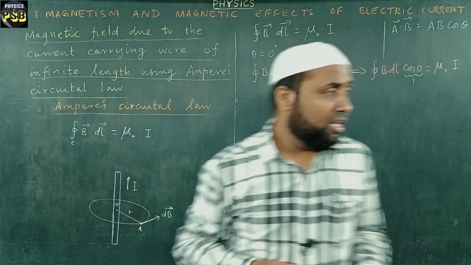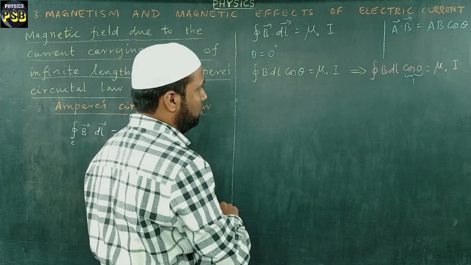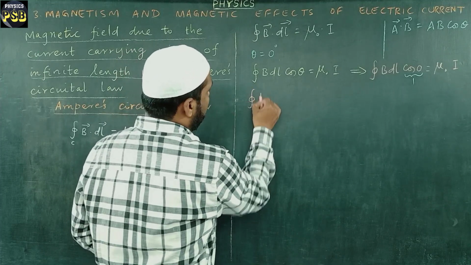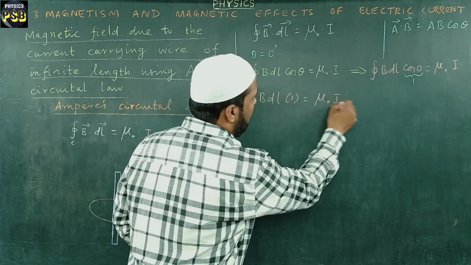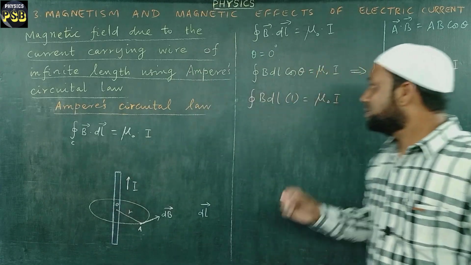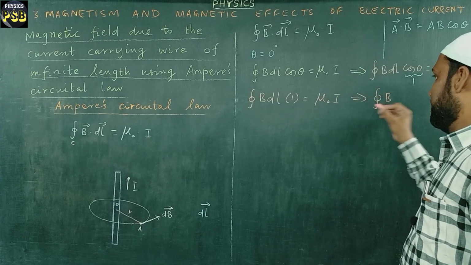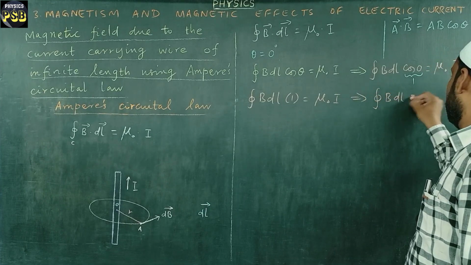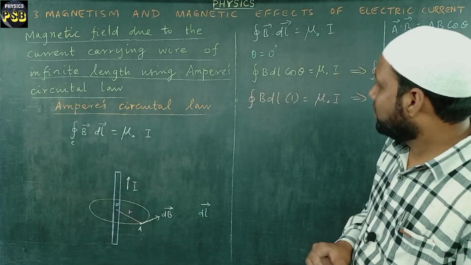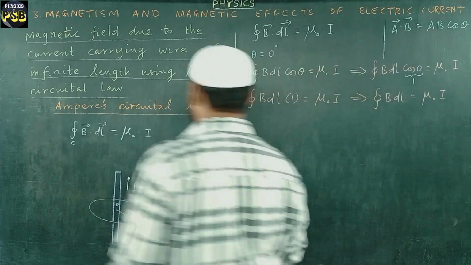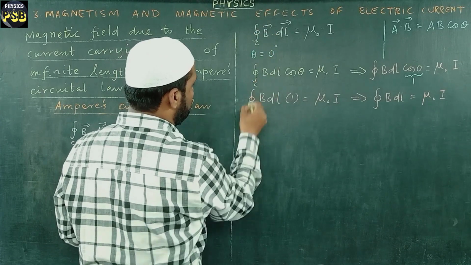So this becomes the closed integral of B dl multiplied by 1 equals mu naught I. So this can be written as the closed integral of B dl equals mu naught I. Fine. Here, I forgot to mention C. This C is the closed loop.